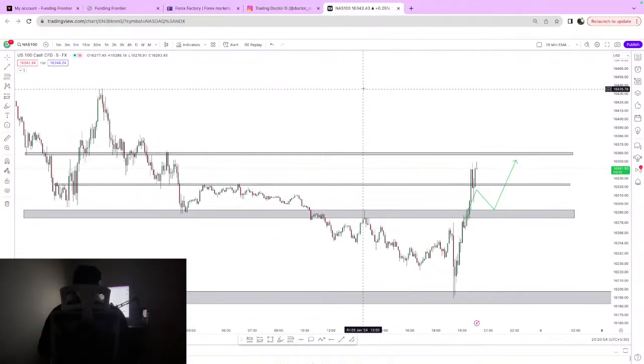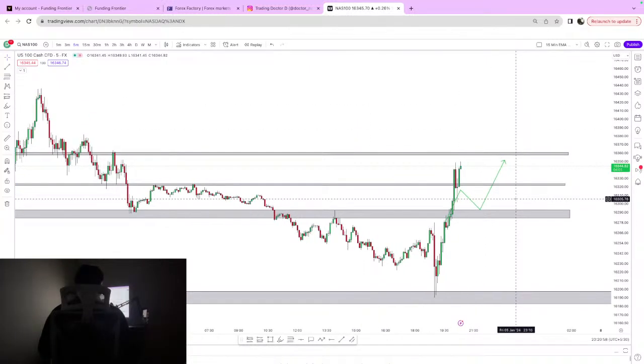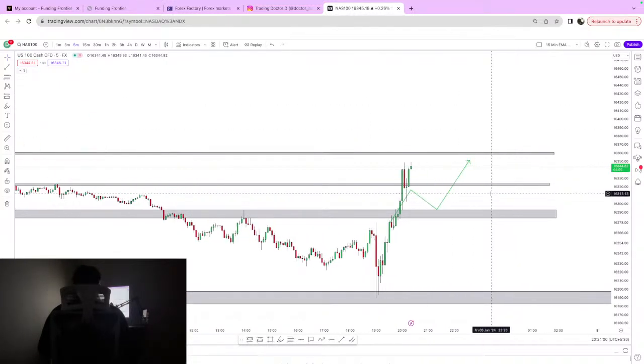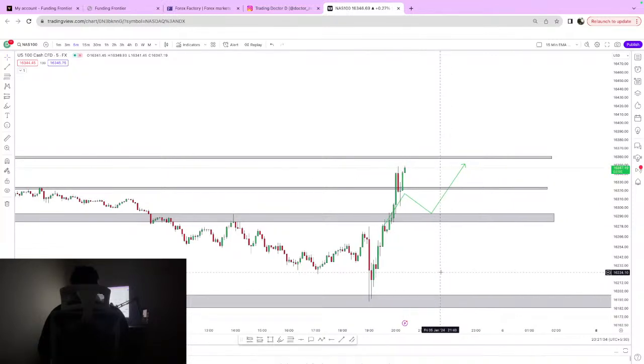If this would be the target, we would have thought of it once. But now there is no chance of taking this entry. It may form a double top here and fall down.